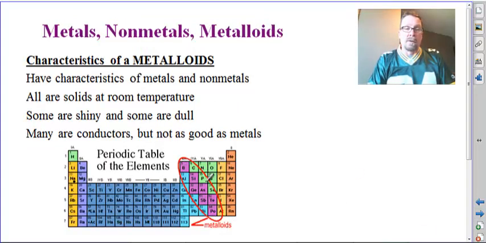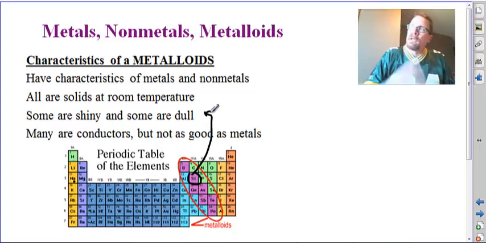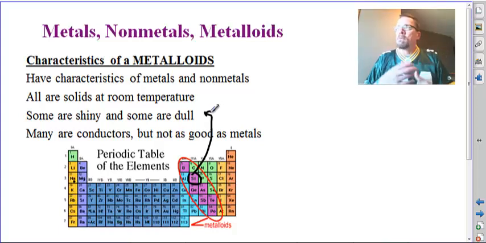Metalloids are right here, a little column in the middle. The most popular one you know is silicon. They have properties of both. Silicon really found its way into computers because it can conduct, not as well as a metal, but it doesn't have the heat issues that would cause it to create problems.